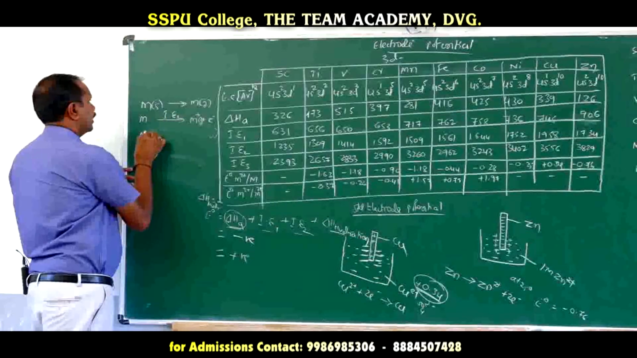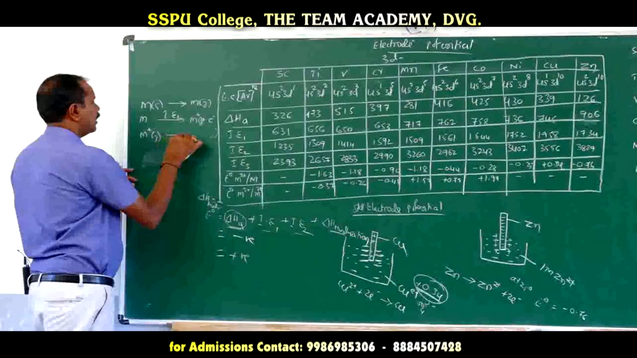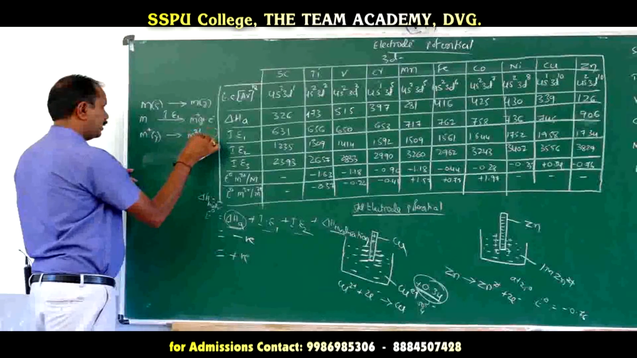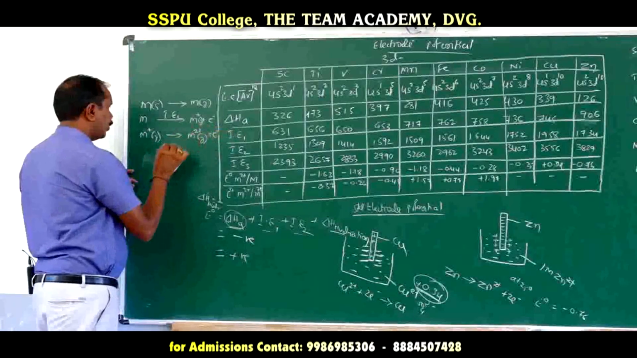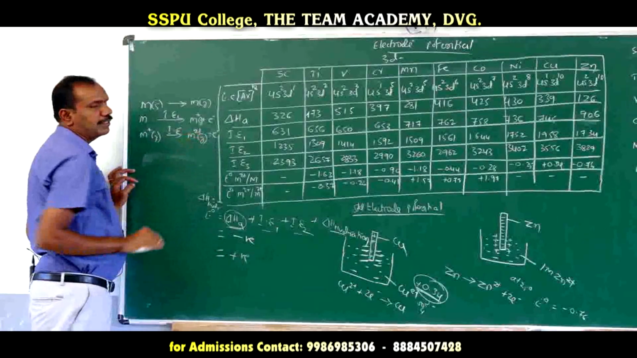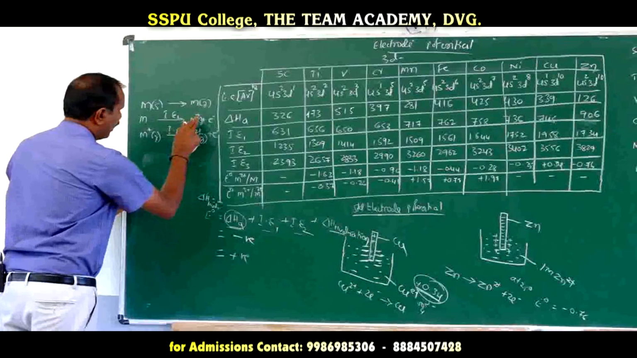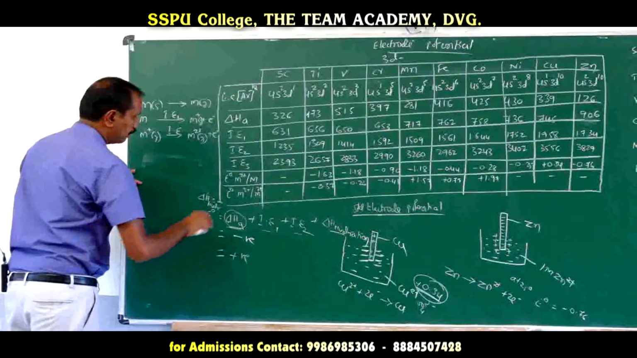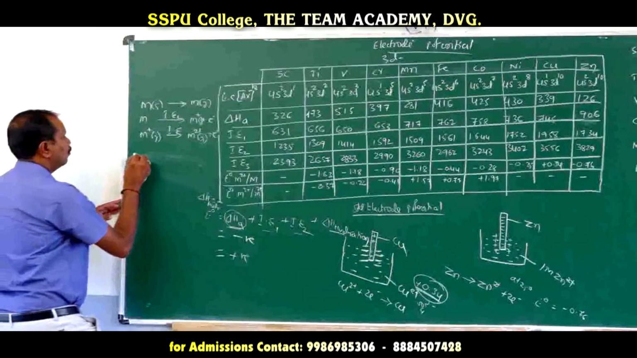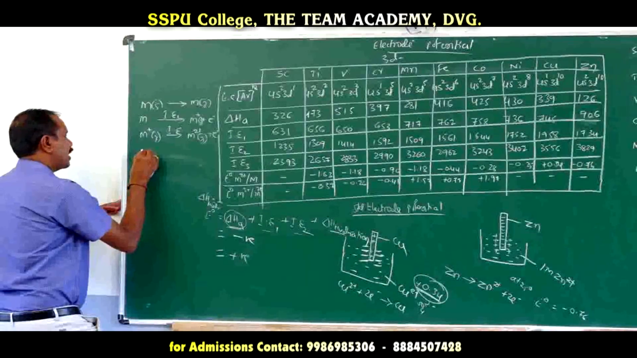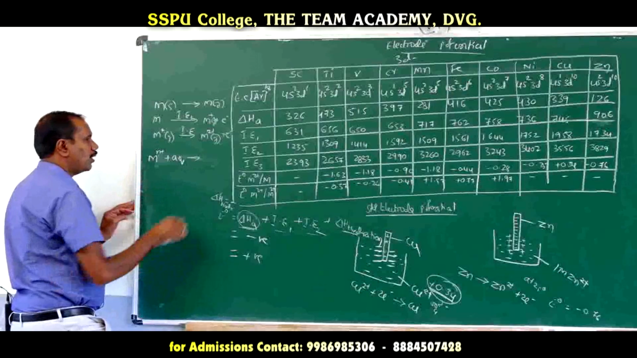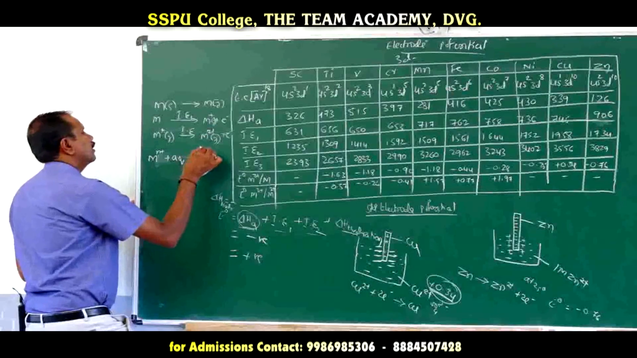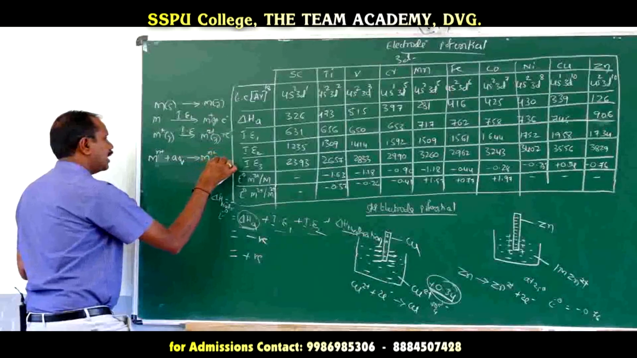Then M plus in the gaseous state becomes M2 plus in the gaseous state. That is called IE2. Then either M plus or M2 plus becomes hydrated. Hydrated means Mn plus plus aqueous, an accumulation of water, it becomes Mn plus in aqueous.